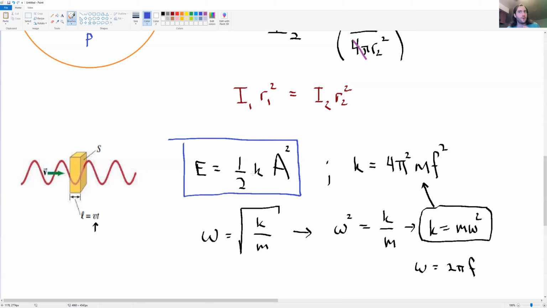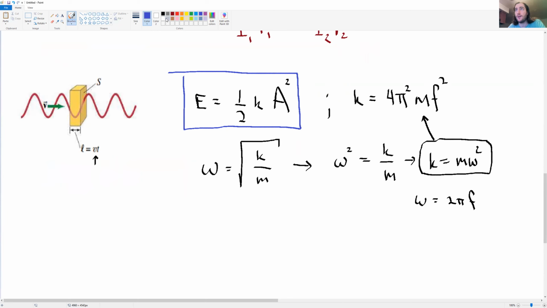This formula here, of course, is not applicable to a wave that's traveling outward, because there's no such thing as a spring constant for a wave, right? A spring constant is for a spring, I mean. So we can adjust that rather easily by simply replacing k with m omega squared, or by replacing it with 4 pi squared m f squared, which is much more difficult to remember. But let's go ahead and replace it first with m omega squared, A squared, like so.